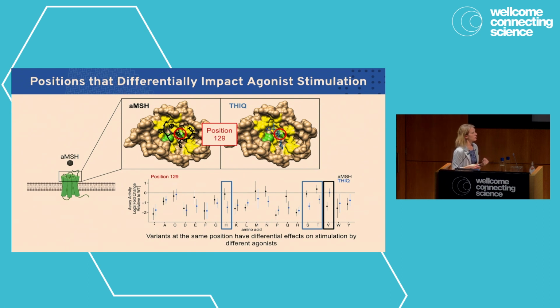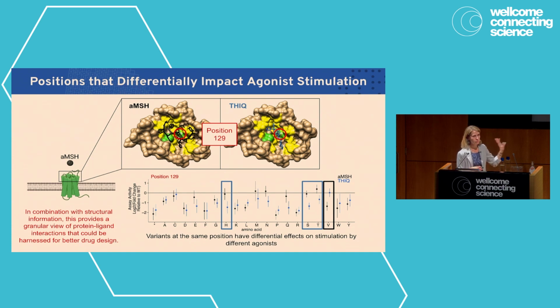So variants at the same position can actually have differential effects on stimulation by different agonists, which is pretty cool. So we think, though, and this is still early days for this particular line of investigation, that in combination with structural information, this would provide a really granular view of protein-ligand interactions that could be better harnessed by medicinal chemists and computational chemists for better drug design.